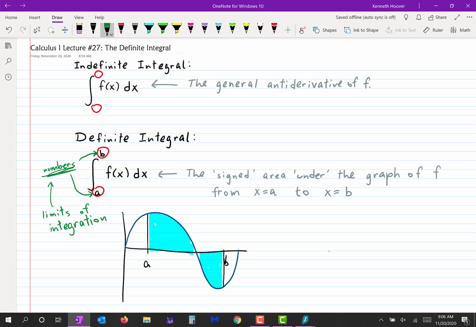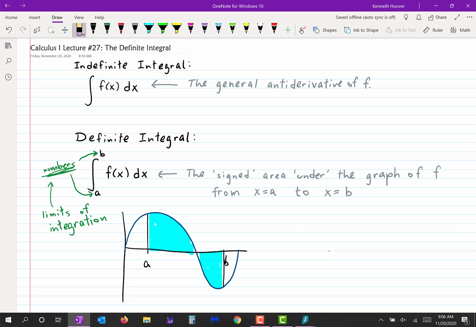So visually, you look at the integral. If there are no limits of integration, then it's an indefinite integral. If there are limits of integration, it's a definite integral. So you can tell by looking immediately if it's indefinite or definite.